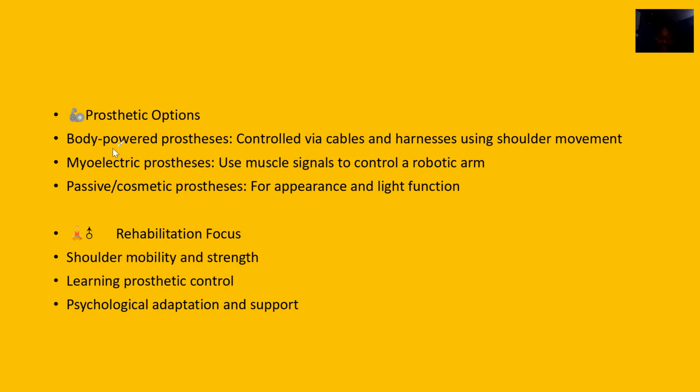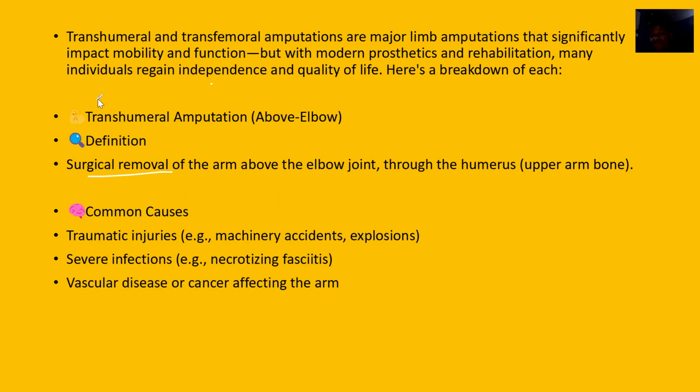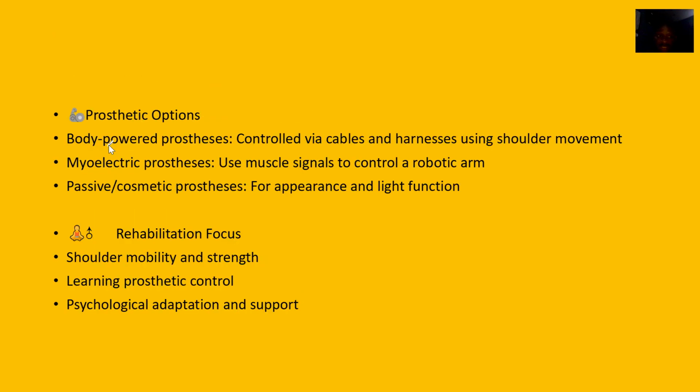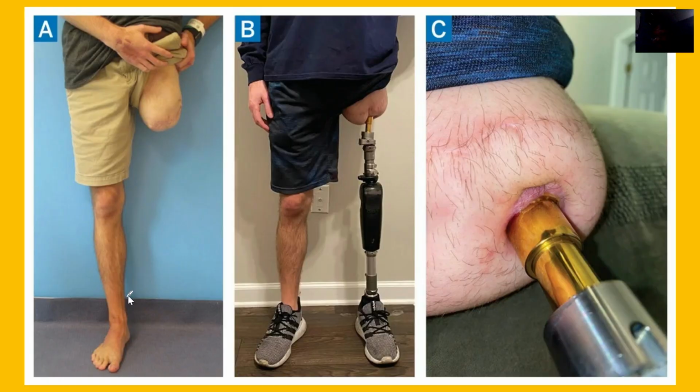So prosthetic options: body power prosthesis, myoelectric prosthesis, passive cosmetic prosthesis. Okay, so this one, they're just trying to tell you that after your arm is removed, how can they compensate you? So moving forward, rehabilitation focus is shoulder mobility, strength, learning prosthetic controls, psychological adaptation and support.